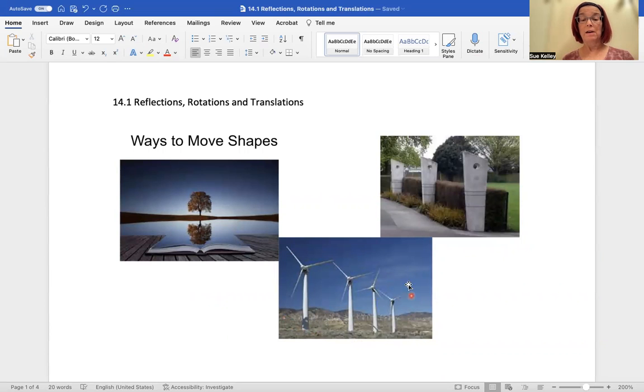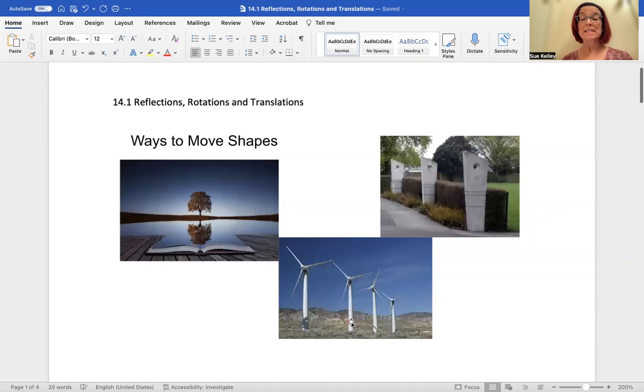Down here, we have some windmills where the propeller, the bands of this windmill, are rotating around in a circle. So we're going to be talking about rotations of shapes. And then over here, we have some pillars, and the same shape is being translated or moved to different locations. So we're going to be talking about translations of shapes.